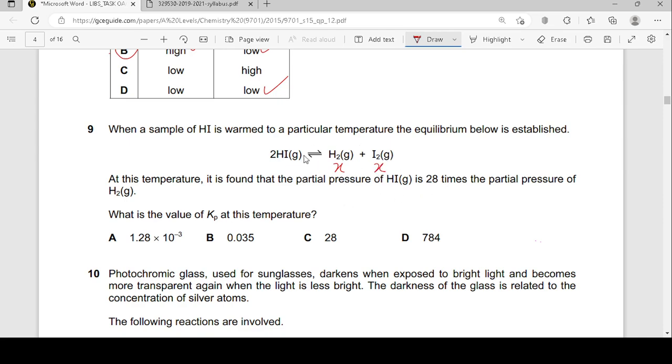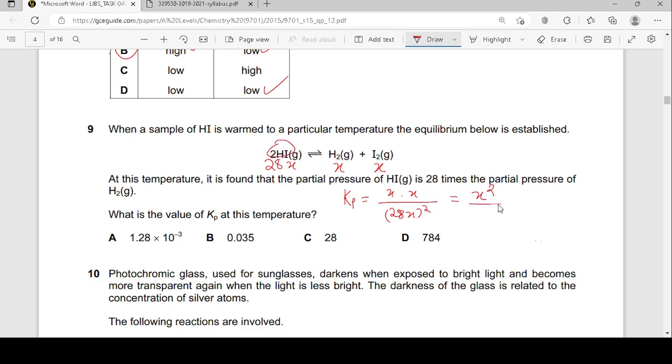But then since HI is on the other side of the equation, the left hand side, if it's 28 times, it's going to be 28 times x, right? 28x. And what is the value of Kp? Kp is basically the partial pressure of the products divided by the partial pressure of the reactants, right? So Kp equals x, which is H2, times x, which is I2, divided by 28x. Then 28x should be squared because the stoichiometric coefficient of HI is 2, right? So it's going to be squared.